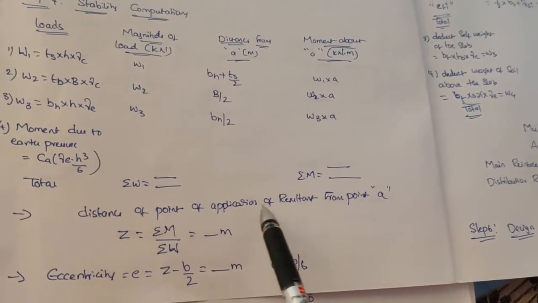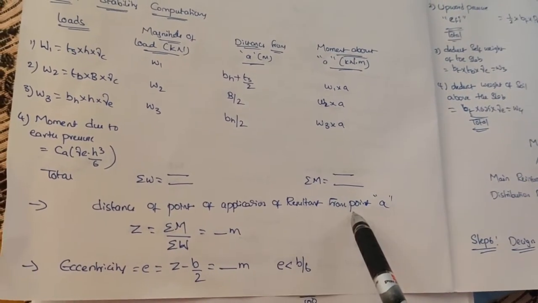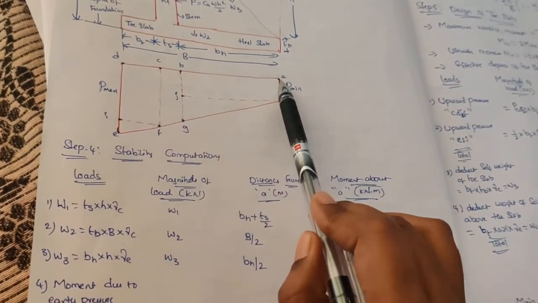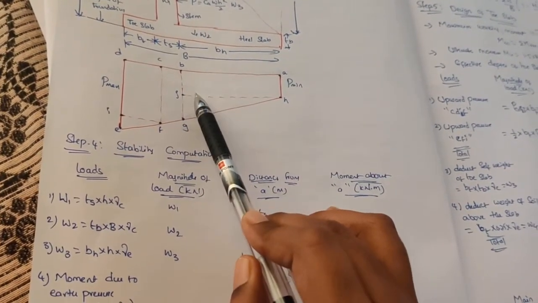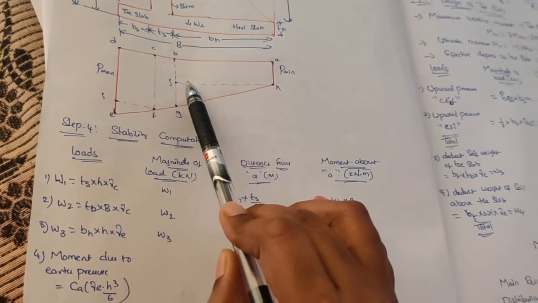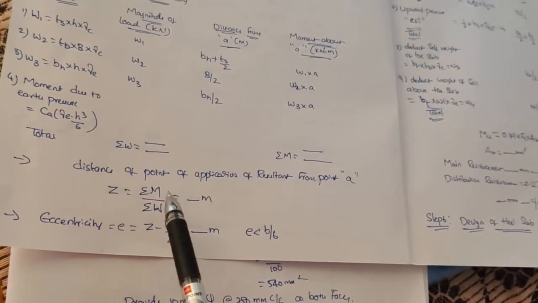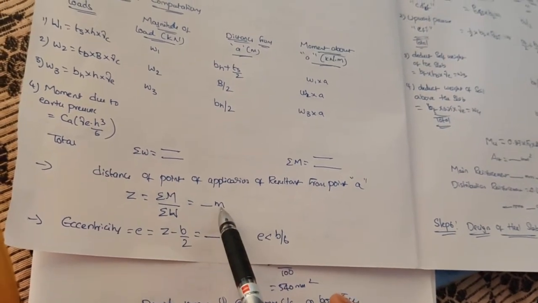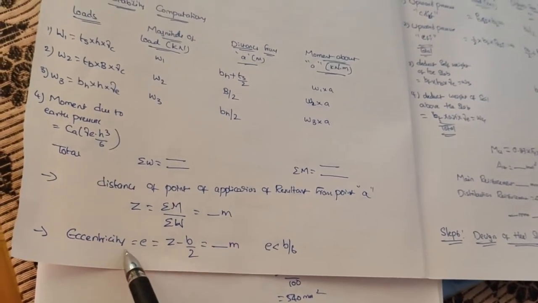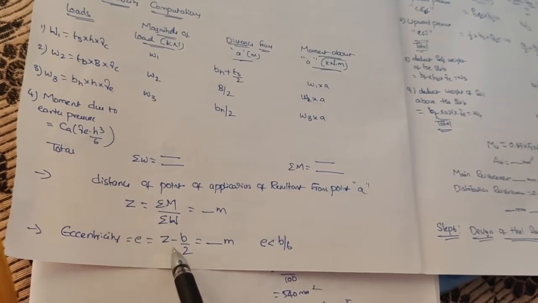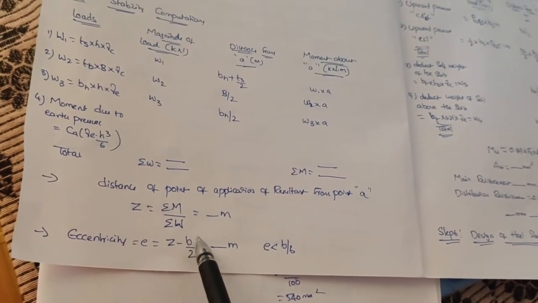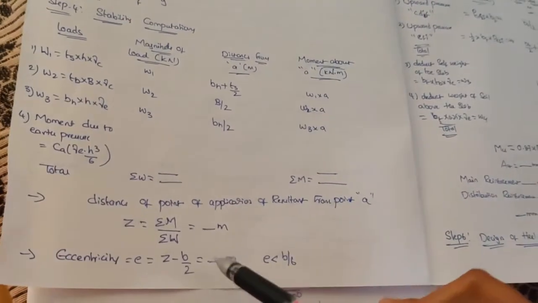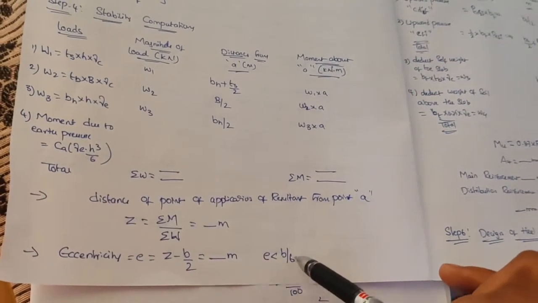So the distance of the point of application of the resultant from point A depends completely on the upward pressure diagram. From point A, if you want to find out at which point the resultant maximum bending moment acts, Z is equal to sigma M by sigma W, and you will find it in meters. So the eccentricity, small e, is equal to Z minus B by 2. This B is the overall base width. Clear? This eccentricity should be less than B by 6.